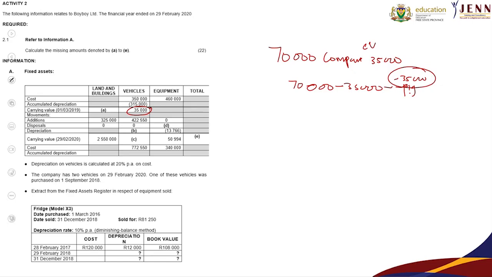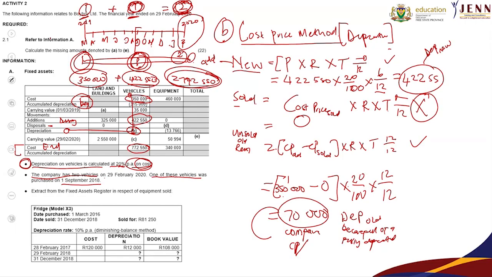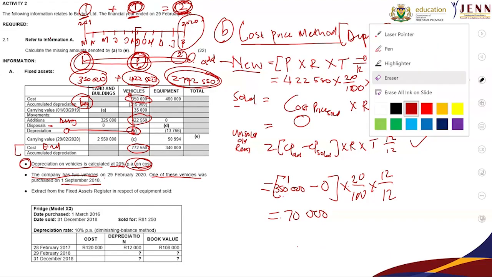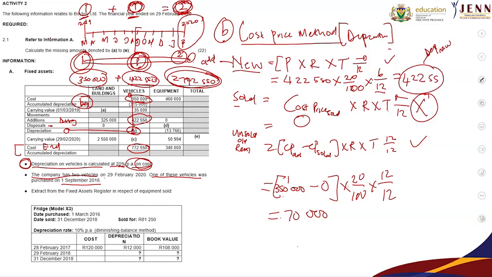We are going to allow it to at least be left with 1 rand. Hence, we said we are going to use a method where, if this happens, we apply what we call the 1 rand rule. Now, let us apply the 1 rand rule after comparing the carrying value. We have compared the carrying value to the asset. Now we realize the depreciation is more than the carrying value.